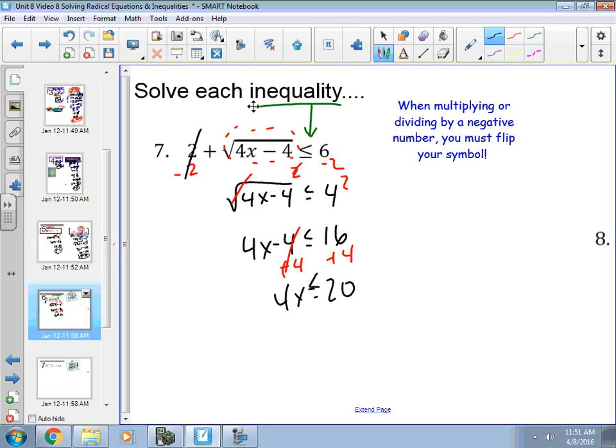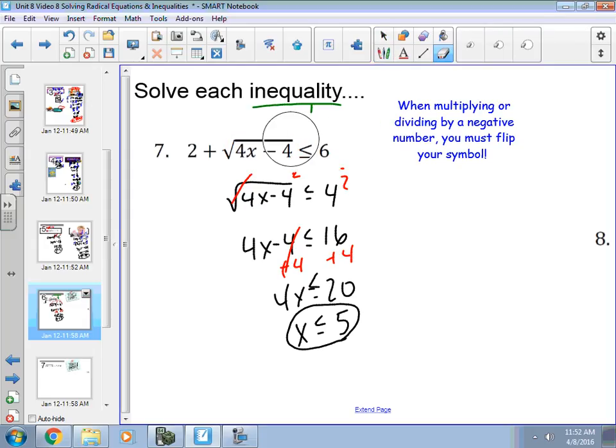And divide by 4. And it looks like we get that x has to be less than or equal to 5 for our answer. Now, you've got to be a little bit more careful with some of these inequalities, because that looks like a pretty solid answer there. Anything less than 5, though, means any number smaller than 5 should make our statement up here true. Well, 5, if you put it in, it works. It's going to be fine.